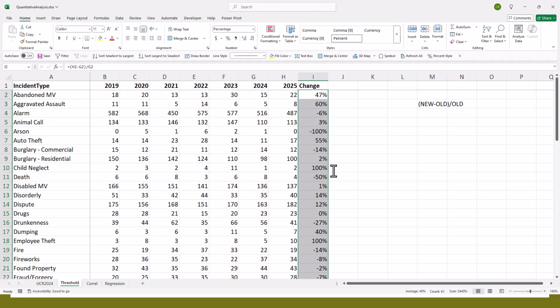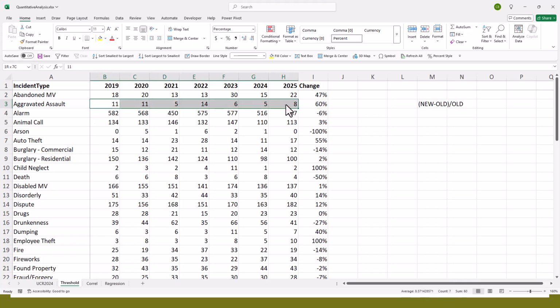Aggravated assault went up 60% between 2024 and 2025. That sounds pretty bad. But let's take a look at the historical data for aggravated assault. 11, 11, 5, 14, 6, 5, 8. So the 5 that we had in 2024 had happened before in 2021, but still that's the lowest number we ever had. And then it kind of just regressed to the mean from there. In fact, I bet 8 is really close to the average.